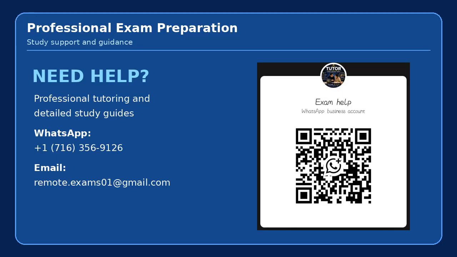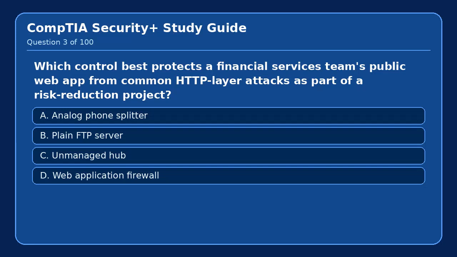Question 3. Which control best protects a financial services team's public web app from common HTTP layer attacks as part of a risk reduction project? A. Analog phone splitter. B. Plain FTP server. C. Managed hub. D. Web application firewall. Take a moment to choose your answer.